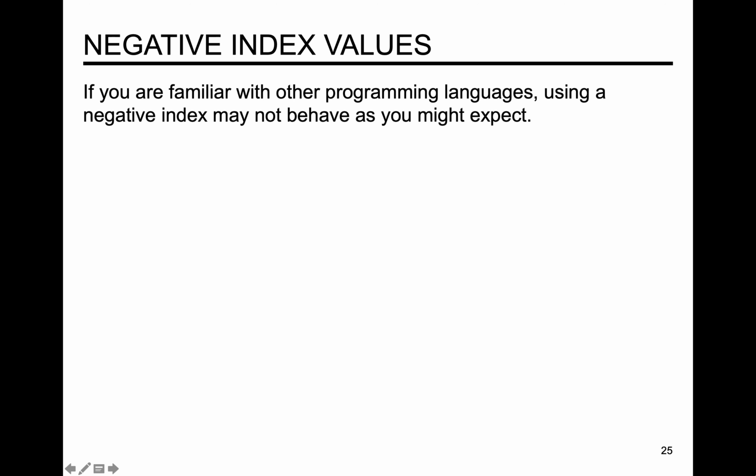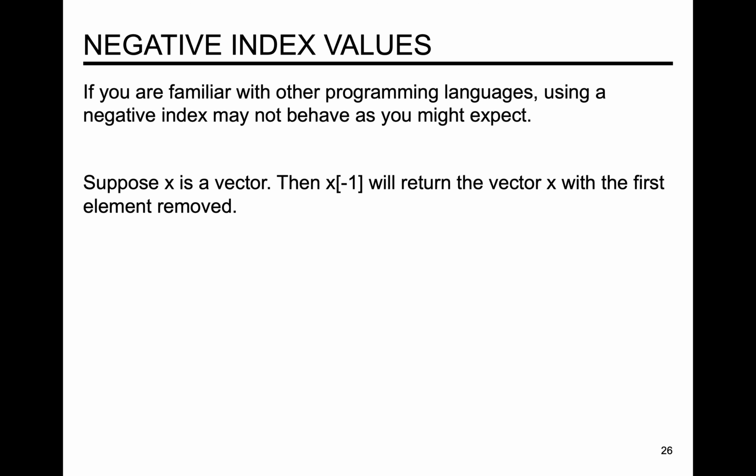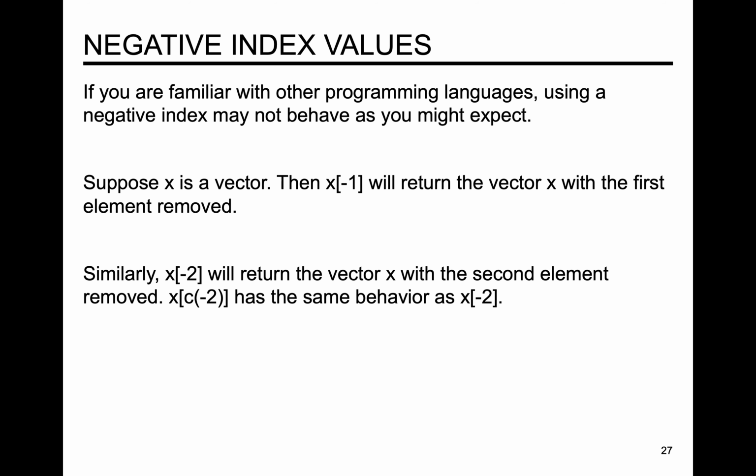However, there's only 5 elements in the vector, yet R still outputted a value when I typed x square bracket 10. If you're familiar with other programming languages, using a negative index may not behave as you expect. For example, suppose x is a vector, then x square bracket minus 1 will return the vector x with the first element removed. Similarly, x square bracket minus 2 will return the vector x with the second element removed.